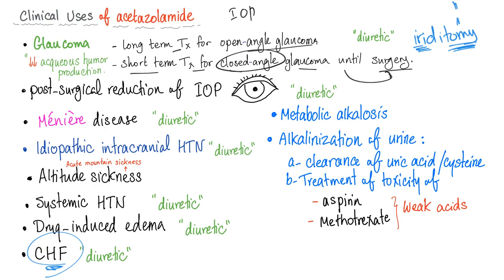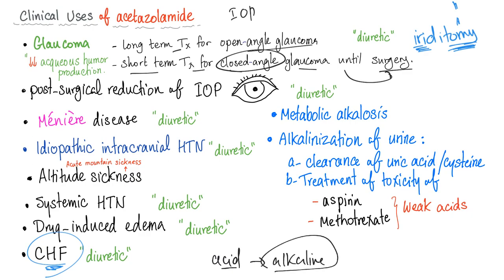Next, you can use acetazolamide to treat metabolic alkalosis, because this guy causes acidosis, so it will balance out the alkalosis. Brilliant! You can use it to alkalinize the urine, because instead of reabsorbing bicarbonate like normal, now you are getting rid of the bicarbonate in the urine, and bicarbonate is an alkali, it's gonna alkalinize the urine, which is good, by the way, sometimes. Why? Because you can clear out uric acid, any acid. Why? Because if you want to get rid of the acid, you put it in an alkaline medium.